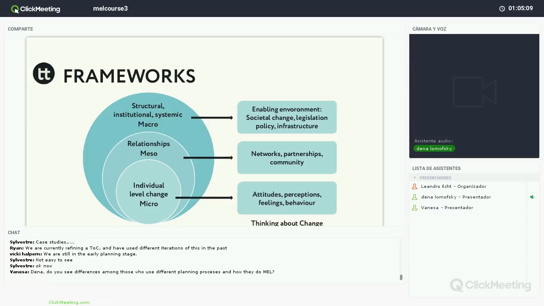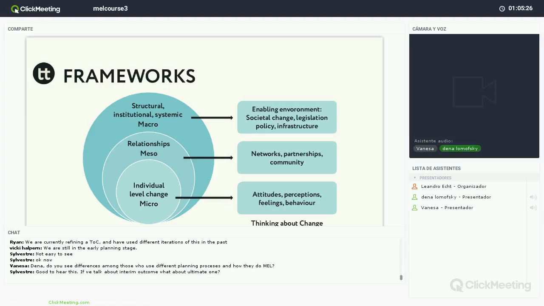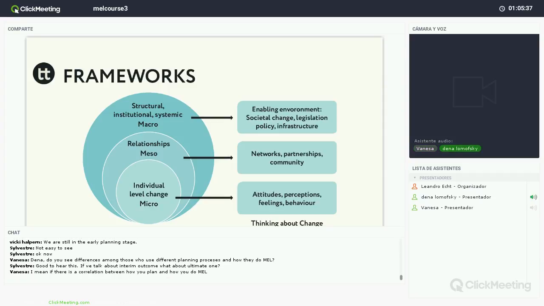Vanesa's asking if I see a difference among those who use different planning processes and how they do M&E&L. I think that if people are using theory of change, they have a stronger focus on measuring and testing that theory in their monitoring evaluation system. So they will be focused on checking their assumptions.